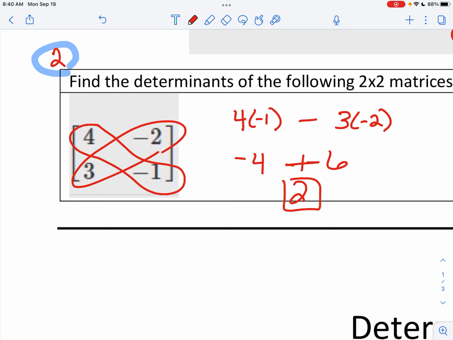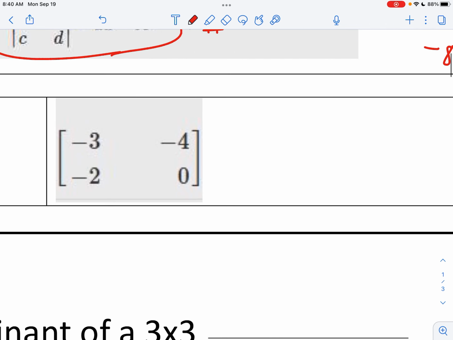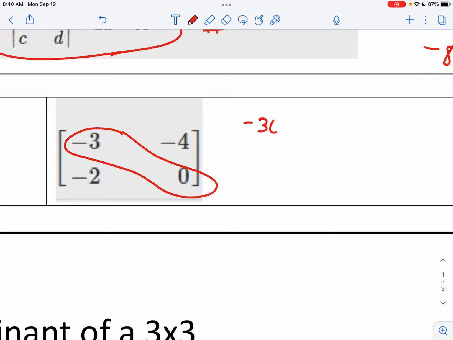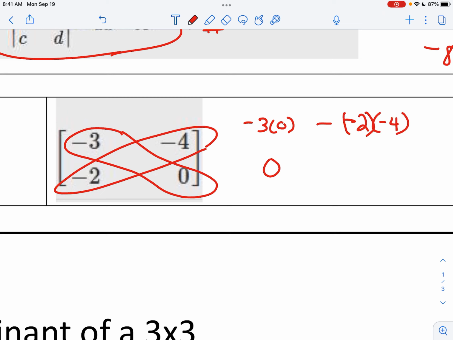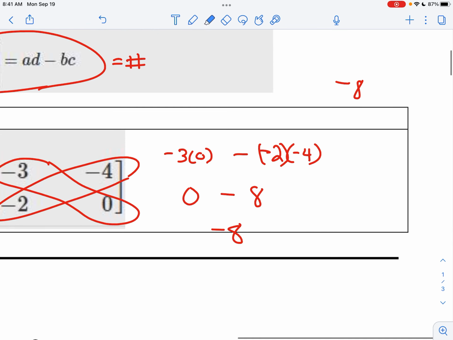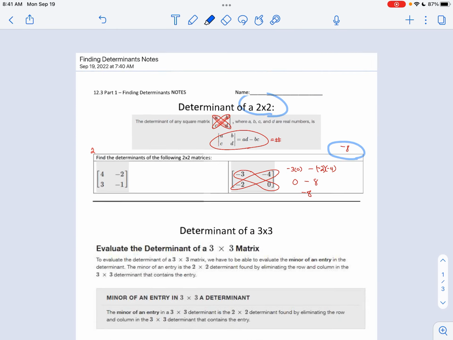Not too difficult, right? But now let's do one more 2x2 before we really get into the 3x3s. Okay, so what should we do first? What do you think? Cross multiply the negative 3 and 0. Good. So negative 3 with a 0 multiplied is what? 0. That is correct. Minus, don't forget this is a minus. What do those two multiply to be? Positive 8. Good. So minus positive 8. And when we end up with 0 minus positive 8? Just negative 8. Negative 8. And sure enough, that is what the website told me. Okay. So 2x2 is not too difficult.